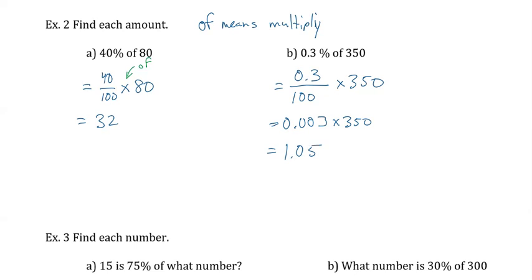So notice that 0.3 is 30%. 0.003 is 0.3%. This is the mistake some people make. 0.3 is not the same as 0.3%. Okay, so be aware of that. Stop me if there's any questions. We'll keep going.